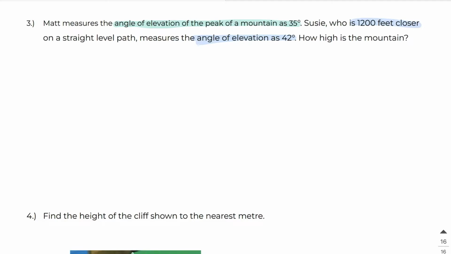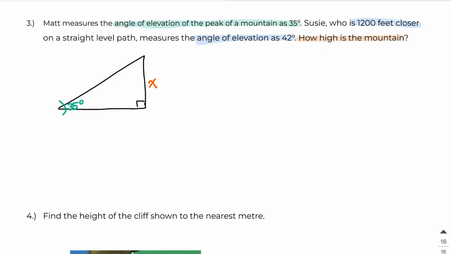So let's go ahead and draw a picture of what's going on. So we've got our mountain right here. We want to figure out how high this mountain is. So this is going to be our x right here, okay? And it says that Matt measures the angle of elevation to be 35 degrees. So if I draw this picture in right here, we have a right triangle, and we know that Matt's angle of elevation is going to be 35 degrees.